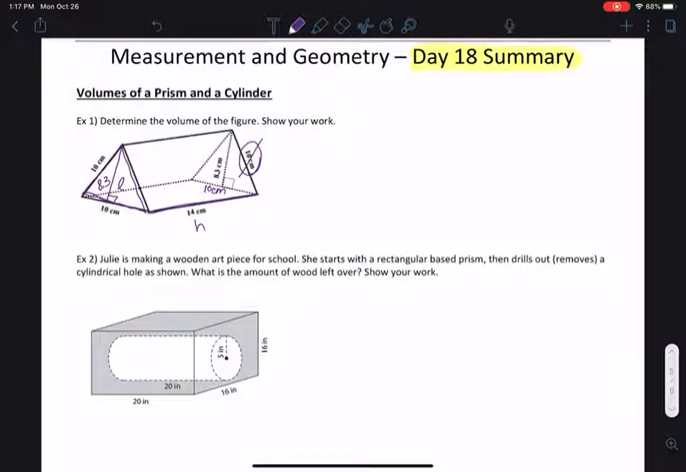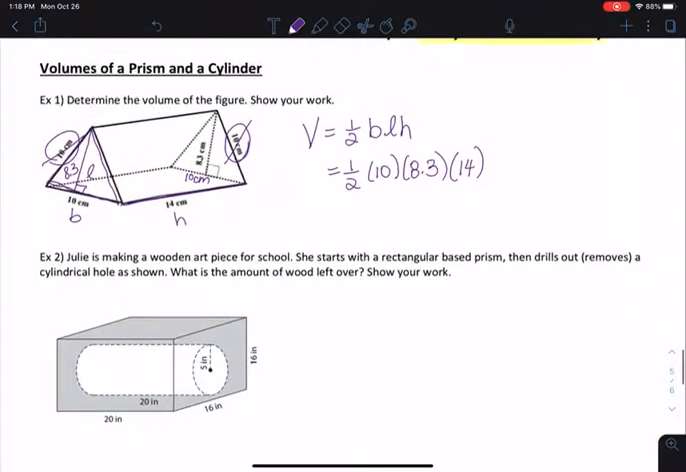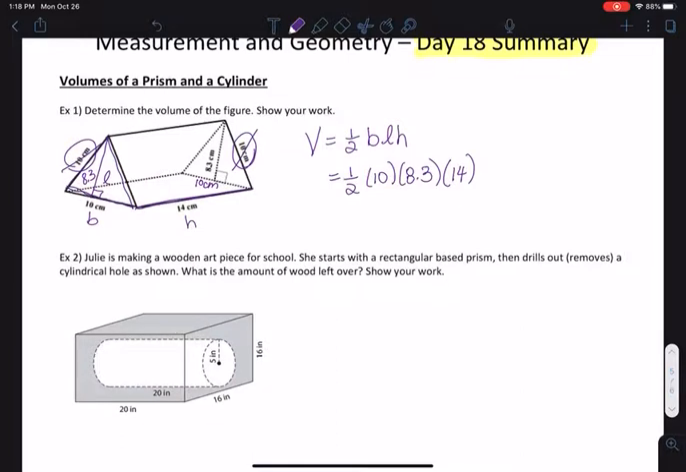It doesn't help us in calculating the answer to this question, because we just need the base, the length, and the height. So the volume of a prism is 1/2 base times length times height. So that's 1/2 of the base, which was 10, times the length, which is 8.3, which looks like a height on this diagram, times a height, which is 14, which looks like a length. So you kind of have to picture this standing up. If I could rotate my page, I would, but I can't.